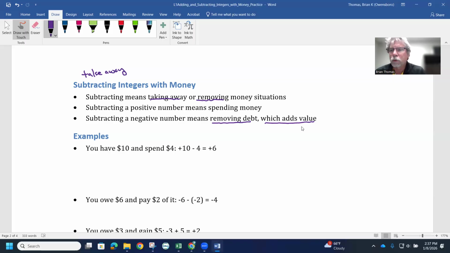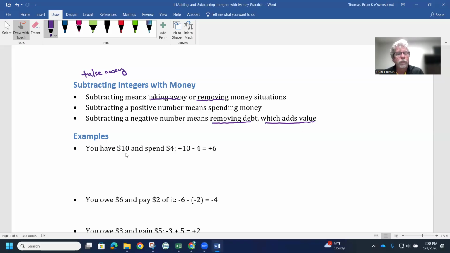So that's a little weird for us because we think subtraction means your value is going down. That's only if you're subtracting income. If I'm removing or subtracting debt, I'm actually going up in value. So that's very, very important to us. When it comes to subtraction, it depends on what kind of numbers we're actually subtracting. So keep that in mind.